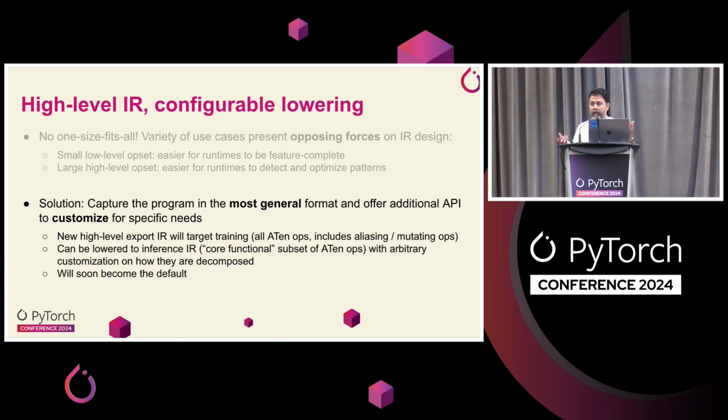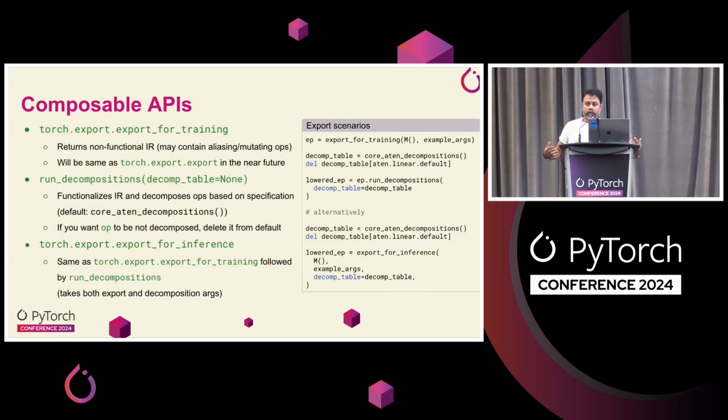And conveniently, this lines up very well with training versus inference scenarios, where for training, you might want to have operators that might even have aliasing or mutating ops in there. But for inference, you want to lower to a smaller opset that are all functionalized. So to summarize, we have two core APIs, one for export and one that we call run decompositions that will decompose your opset to a smaller opset. And then we have two convenience APIs, export for training, which is just export, and export for inference, which is export followed by run decompositions.